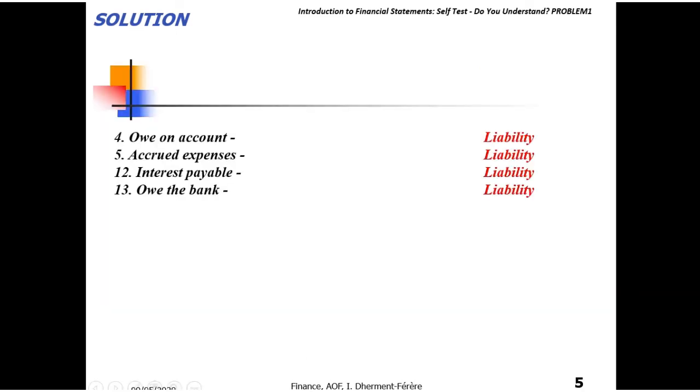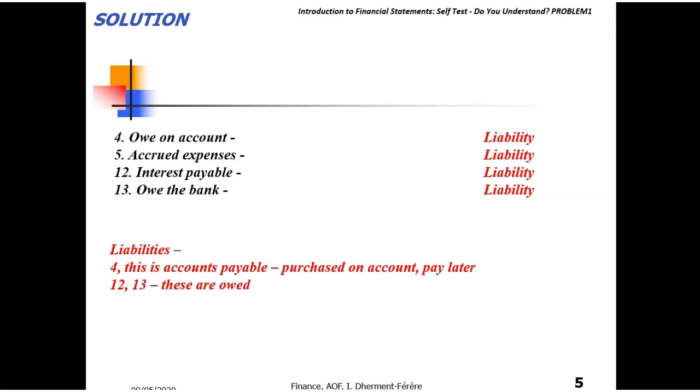For liability, 4. This is accounts payable, purchased on account, pay later. 12 and 13, these are owed. 5. Accrued means not yet paid. An expense not yet paid is a liability.